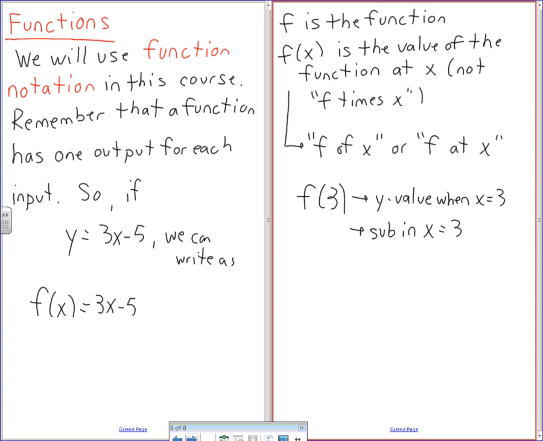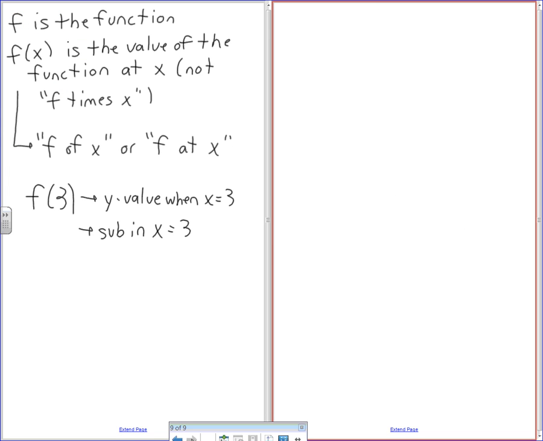Okay, so let's find f of 3. So if f of x equals 3x minus 5, I'm going to find what f of 3 is. Now, don't be afraid. You've done table of values. It's just like a table of values, back to grade 9 and 10.